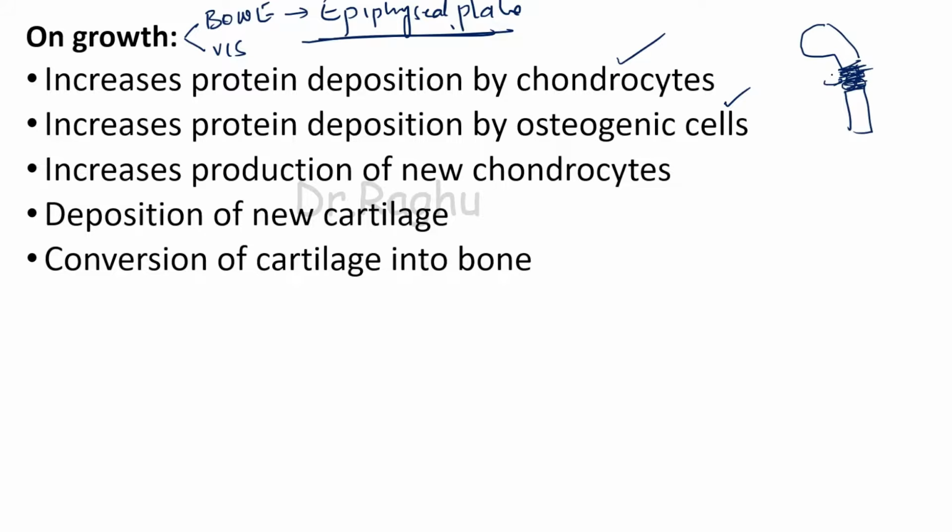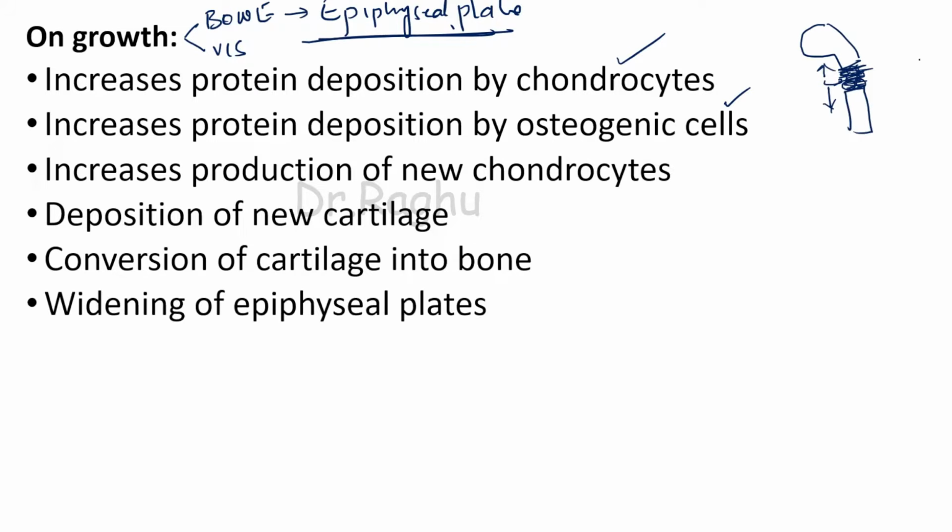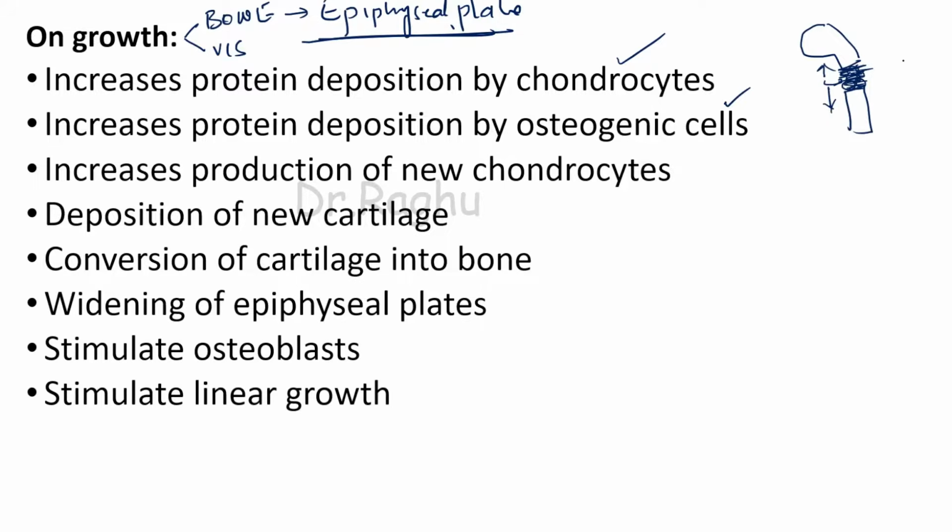So when bone is formed, what is going to happen? This epiphyseal plate is going to be pushed away. That means there is going to be widening of the epiphyseal plate. This widening of the epiphyseal plate is going to stimulate the linear growth. The growth of the bone is going to increase in height. That is what is called the linear growth.